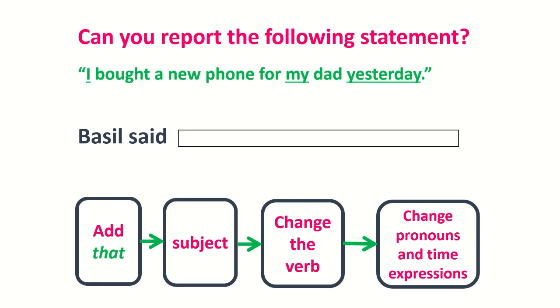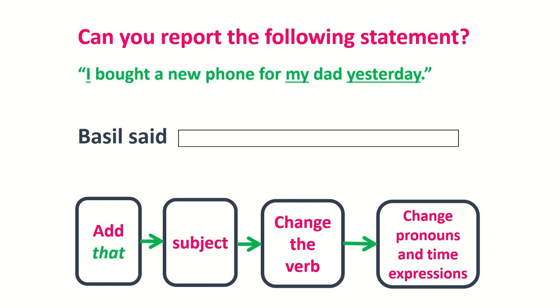Okay, let's practice now reporting this statement. Basil said, "I bought a new phone for my dad yesterday." I have to change all these underlined words, starting by removing the quotation marks and adding a reporting verb. So I say Basil said, then add that. Basil said that. Then the subject, I. Basil is the one who said that. So instead of saying I, I'm going to change this one to he. So Basil said that he.